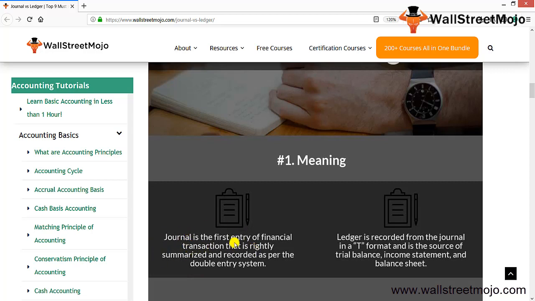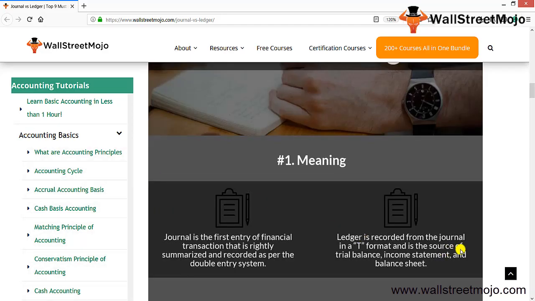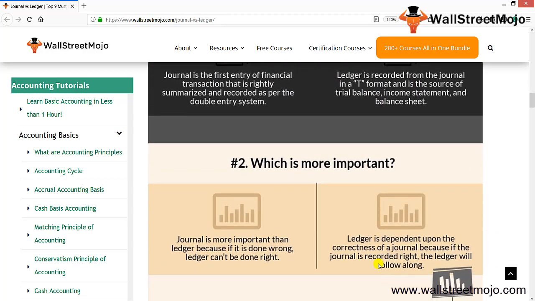Now, once you have recorded the journal entry, you move to the ledger. The ledger is recorded from the journal in the T format, which we just learned over here. See, this is the T format. There's one line that you need to draw over here, and it is the source of the trial balance. So all the balances from the ledger are then carried forward to the trial balance, from the trial balance to the income statement, and from the trial balance to the balance sheet. So in this format: journal to ledger, ledger to trial balance, and then to the P&L and the balance sheet. So this is the meaning of the ledger and the journal.